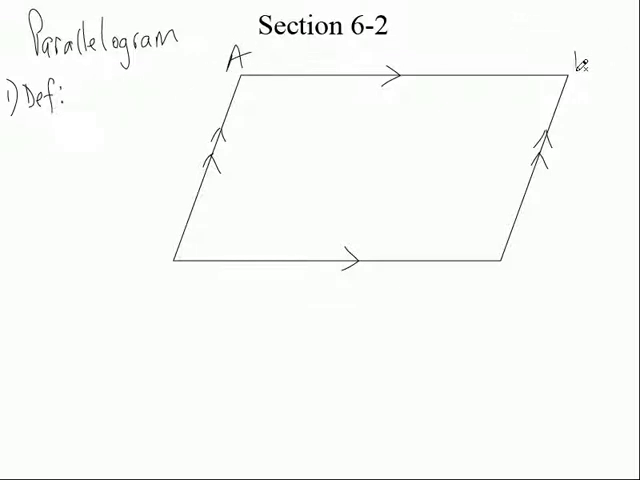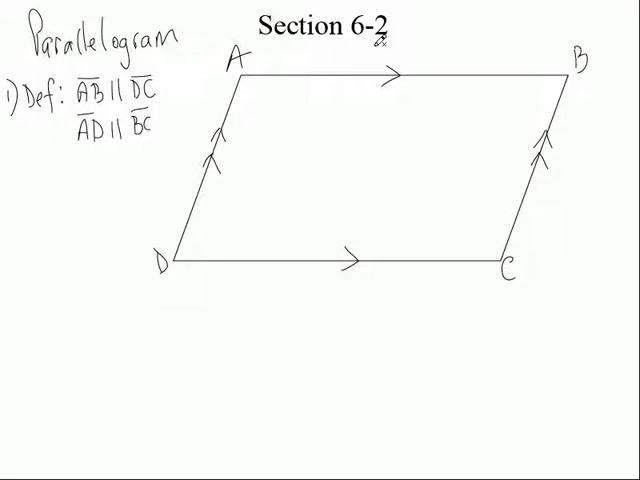Let's label this to make it easier. By definition, what's true? Line segment AB is parallel to line segment DC. And what else? AD is also parallel to BC. So we'll just write it like that. Both pairs of opposite sides are parallel. That's the definition of a parallelogram.